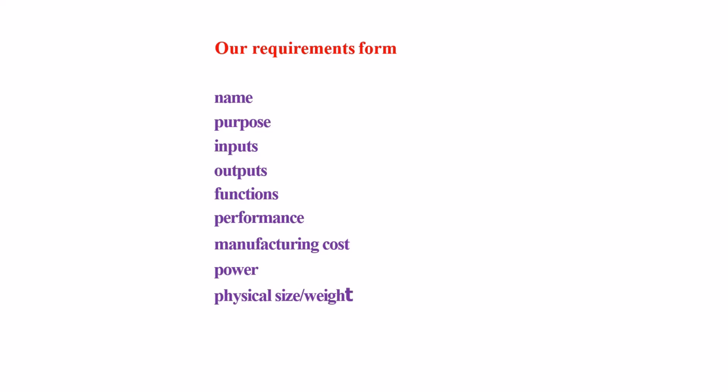Does this physical size fit into your system or your product? You can tell the industry what size or how much weight you want. If you're told this is the size you will get and this is the weight you will get, the customer should tell all these details. Depending upon the physical size, weight, power, manufacturing cost, performance, function, output, input, purpose and name, we can clearly design the product.